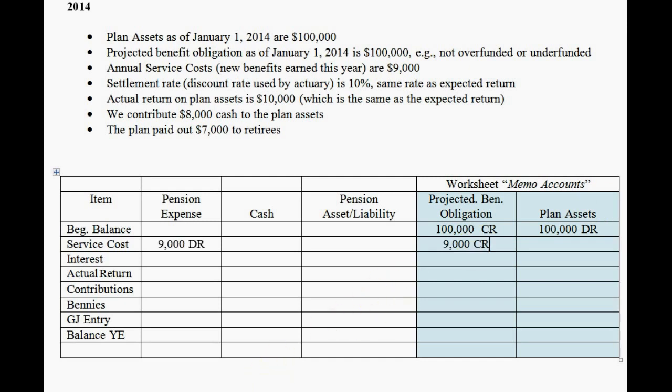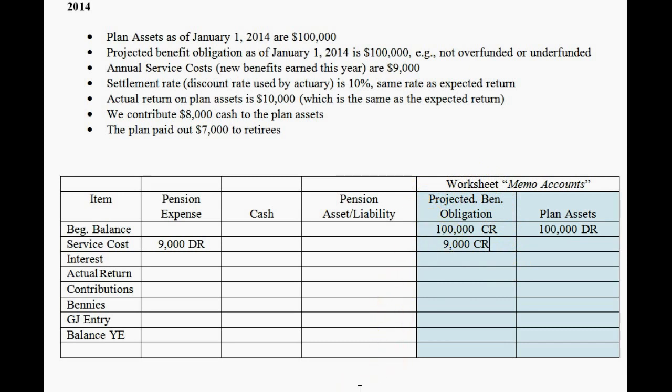So that means that our pension expense goes up by $9,000. Expense debits. And out here in these memo accounts, this worksheet area that will make sense to you, hopefully, in the next few minutes, we book a $9,000 credit because the PBO has increased by $9,000.